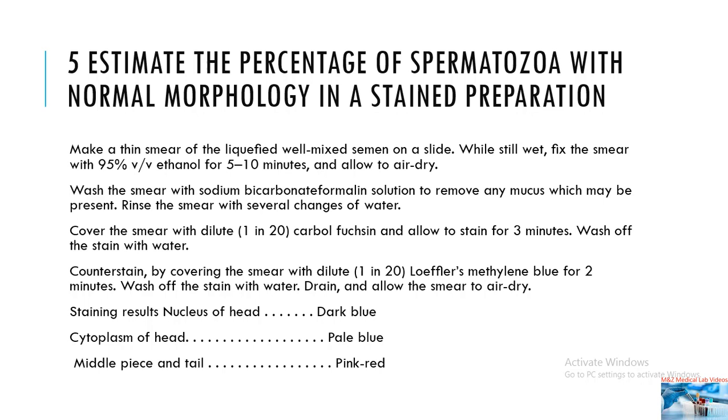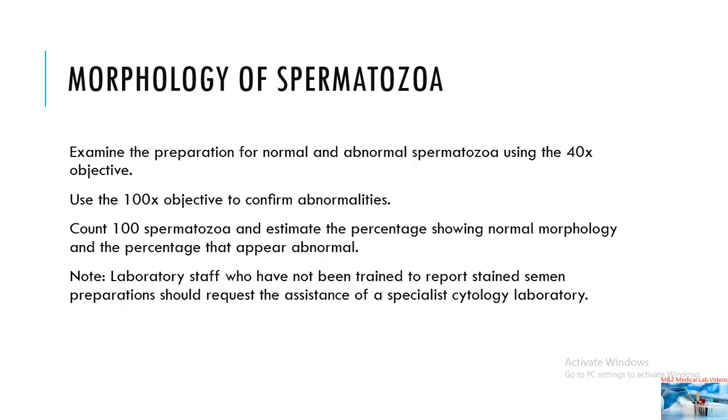Staining result: the nucleus of the head is dark blue, the cytoplasm of the head is pale blue, and the middle piece and tail are pink to red. Morphology of spermatozoa: examine the preparation for normal and abnormal spermatozoa using the 40x objective of the microscope. Use the 100x objective to confirm abnormalities. Count 100 spermatozoa and estimate the percentage showing normal morphology and the percentage that appear abnormal.